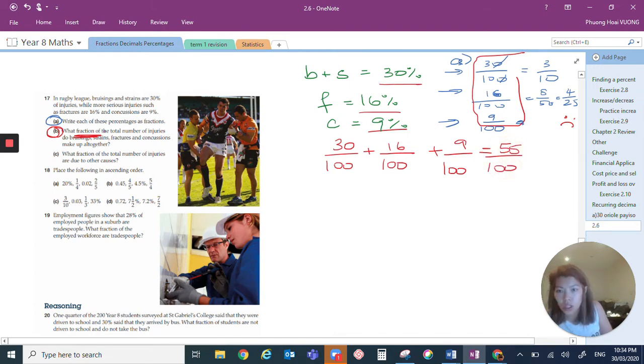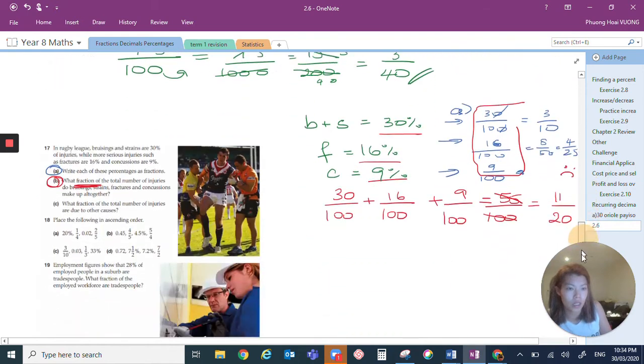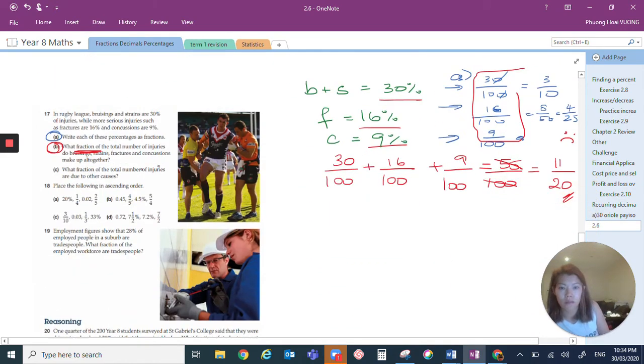Go back, double check what fraction, 55 over 100. We always have to simplify. So we can see that they both fit into 5. So that's 11 and that is 20. That's our answer for part B.